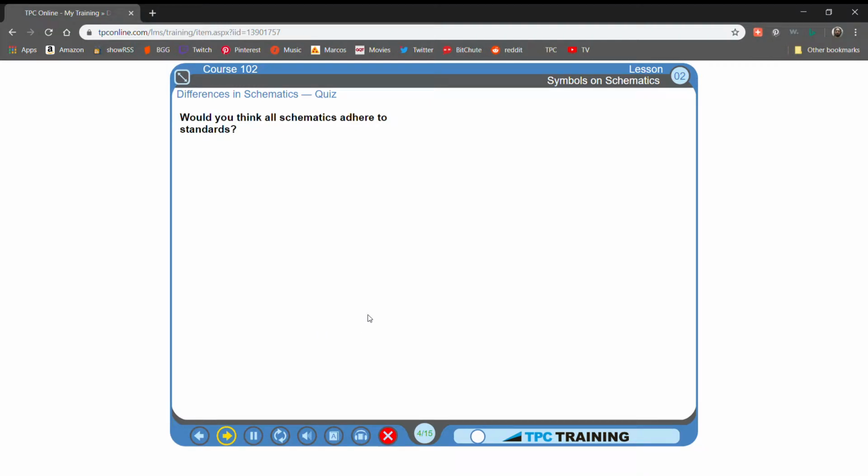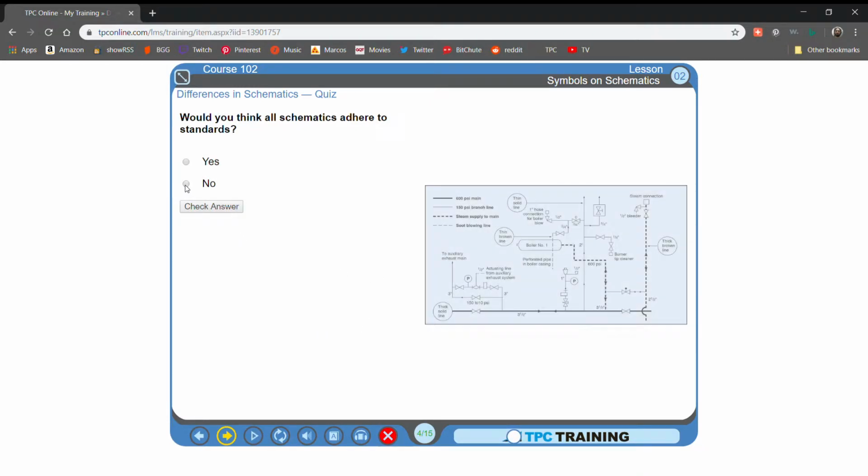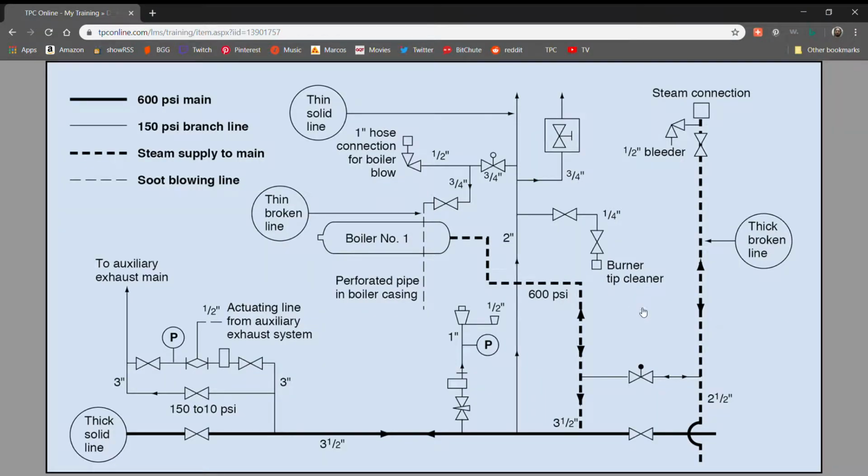Would you think all schematics adhere to standards? Yes or no? That is correct. Actually, they don't. High-pressure 600 psi steam lines in this piping system are shown as thick solid lines and thick broken lines. These are standard piping symbols for high-pressure steam and high-pressure steam return.